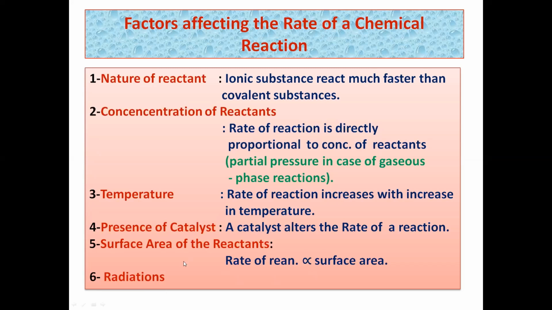Now, we know that several photochemical reactions, or several reactions in nature like photosynthesis, take place in the presence of ultraviolet light or sunlight. So these are the kind of radiations. Several radiations can also affect the rate of chemical reaction.